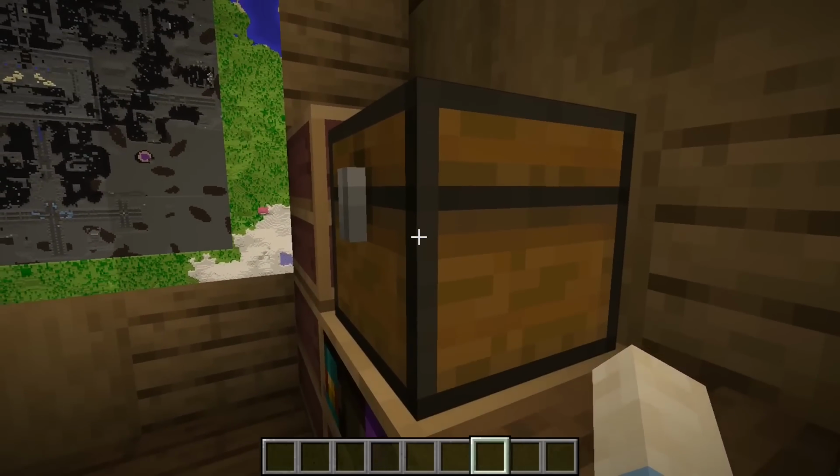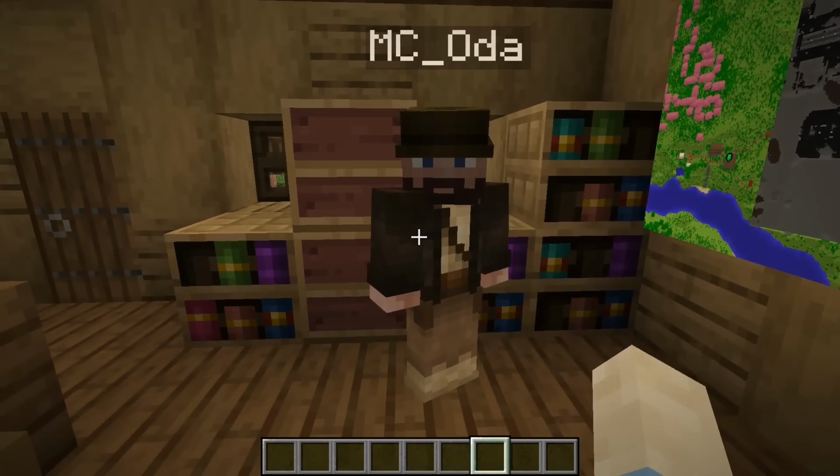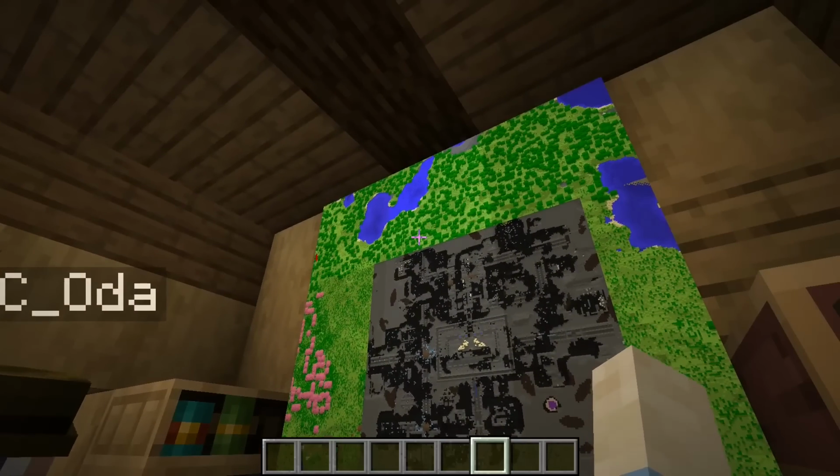I'll get started on filling this chest with the wool and the banners, and then we'll meet back here when we're done. Sounds perfect. All right, see you in a bit.